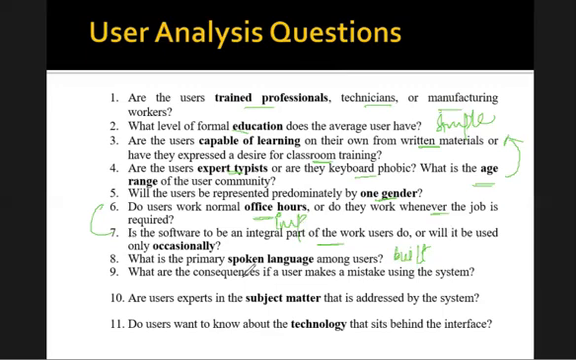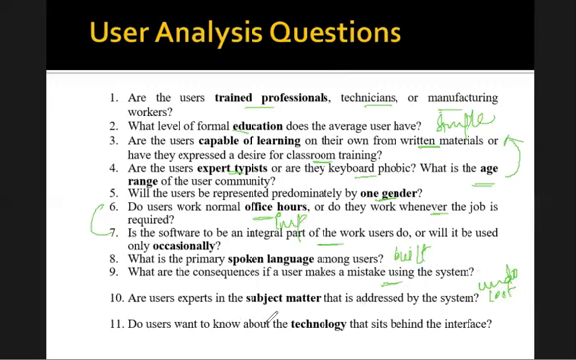And the next one is, what are the consequences if a user makes a mistake using the system? Whether if a specific mistake is being done, whether you can undo the changes, or the entire data will be lost. What are the features that are available? You can get to know that.